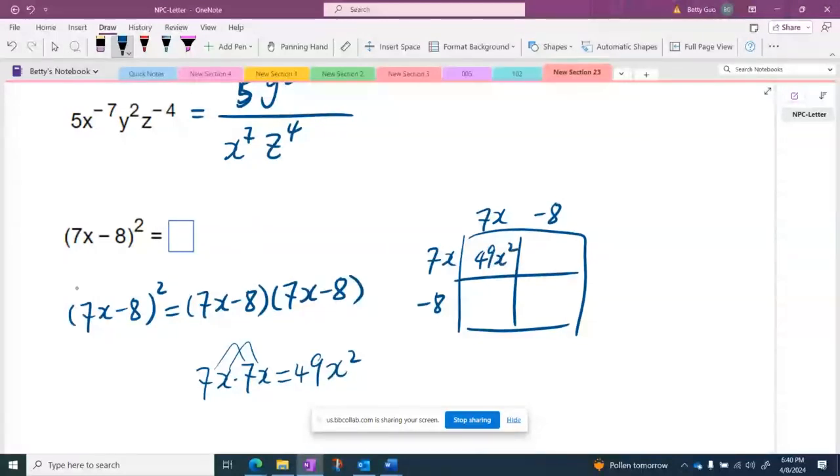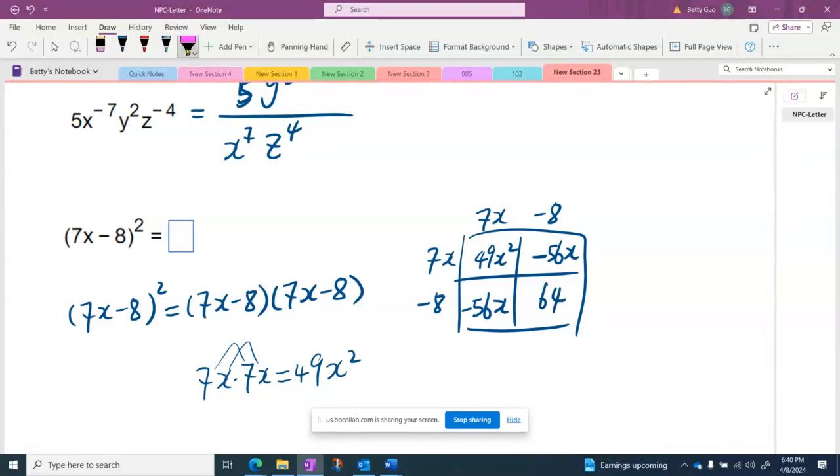Row 1, column 2, 7x times -8. We're multiplying. Positive times negative is negative. 7 times 8 is 56x. Variable x remains in the product. Row 2, column 1, -8 times 7x. Negative times positive is negative, negative 56x. And then row 2, column 2, -8 times -8, positive 64.